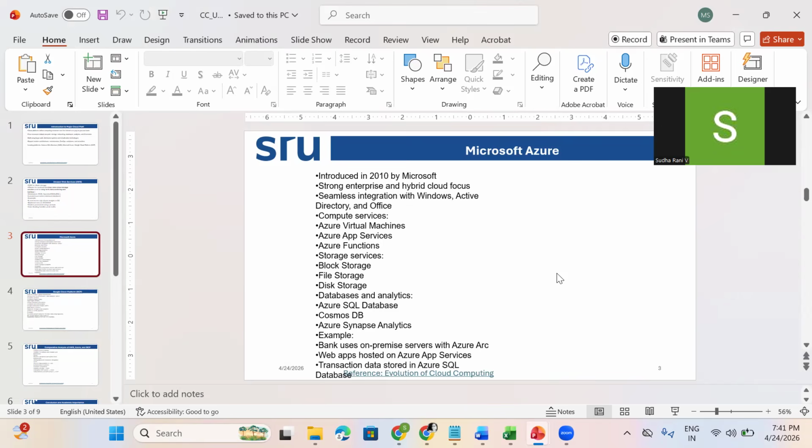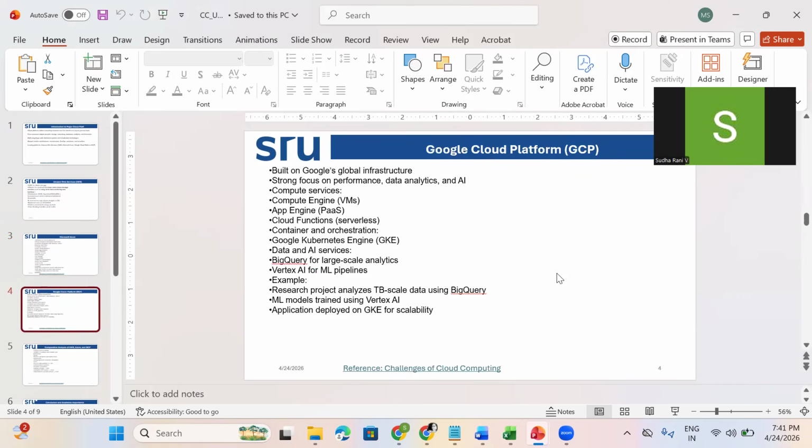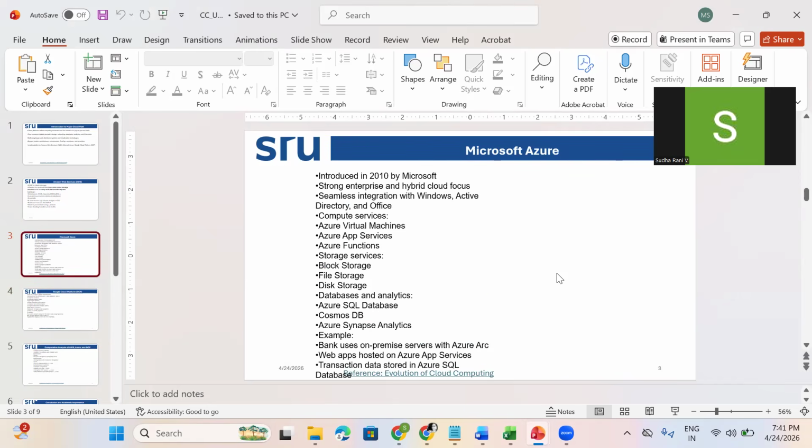Coming to storage services, as I said, the storages are of three types: block storage, file storage, and disk storage. Coming to the database and analytics of Azure, Azure goes with Azure SQL Database, Cosmos DB, and Azure Synapse Analytics. Live examples of Azure applications: a bank uses on-premise services with Azure, web apps hosted on Azure App Service, and transaction data stored in Azure SQL Database.